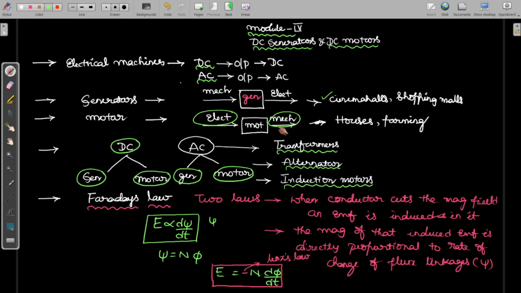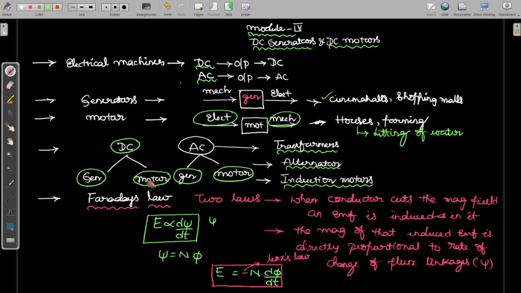What mechanical work is it doing? In the houses, lifting of water is done by the motor. That is the mechanical energy it is doing. In the case of farming also, water is lifted from the ground levels.